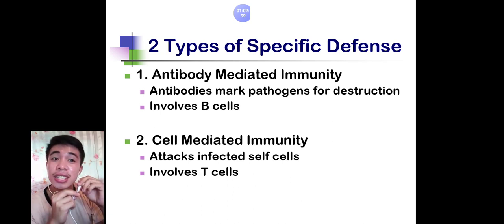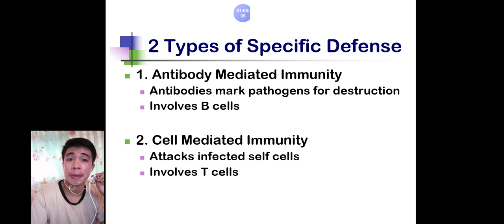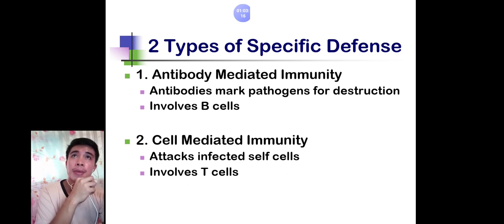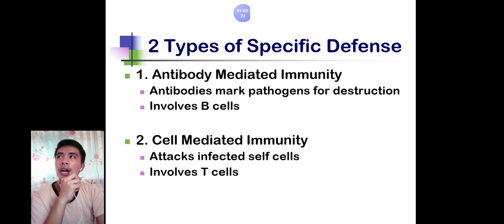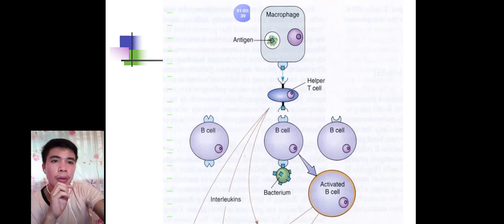The ones that destroy pathogens are the B cells, which come from the bone marrow, like white blood cells, right? And cell-mediated attack on infected cells involves the T cells, which mature in the thymus. The cells move to the thymus and mature there. So antibody-mediated immunity, also known as humoral immunity: antibodies produced by B cells mark pathogens for destruction by macrophages.